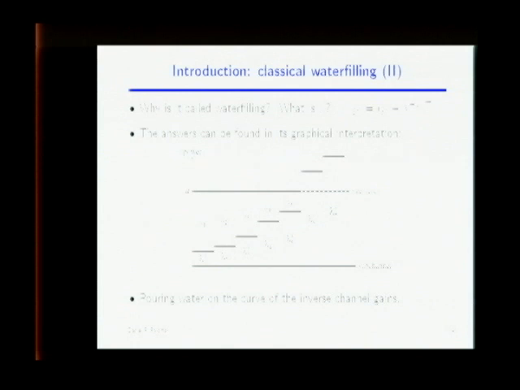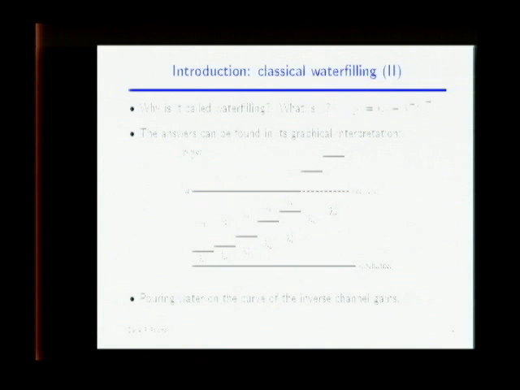So mu is the water level. Depending on mu, you will use more or less power. In fact, the area of this is the total power. Okay? So in particular, typically you don't have the mu. You have a total power, and you need to find the mu that achieves that total power. Okay? So this is why it's called waterfilling, because it has the interpretation of pouring water.